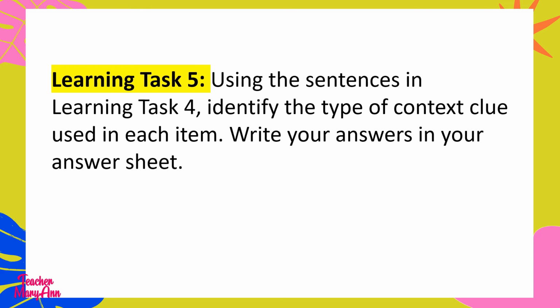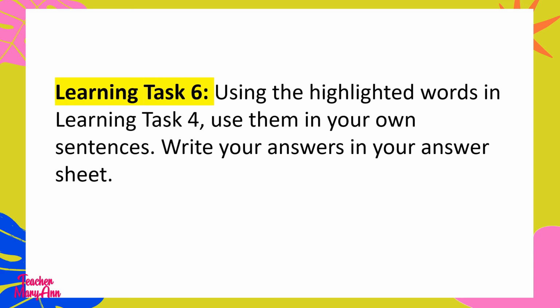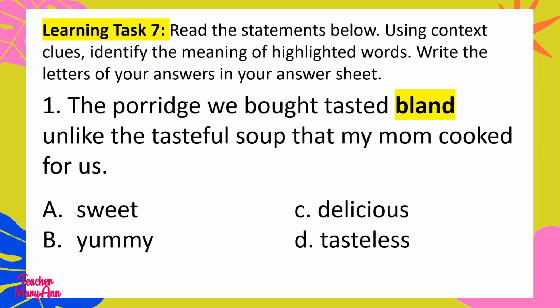For your learning task number 5, using the sentences in learning task 4, identify the type of context clue used in each item. Write your answers in your answer sheet. In learning task number 6, using the highlighted words in learning task 4, use them in your own sentences. Write your answers in your answer sheet. Learning task number 7. Read the statements below. Using context clues, identify the meaning of highlighted words and write the letters of your answers in your answer sheet.